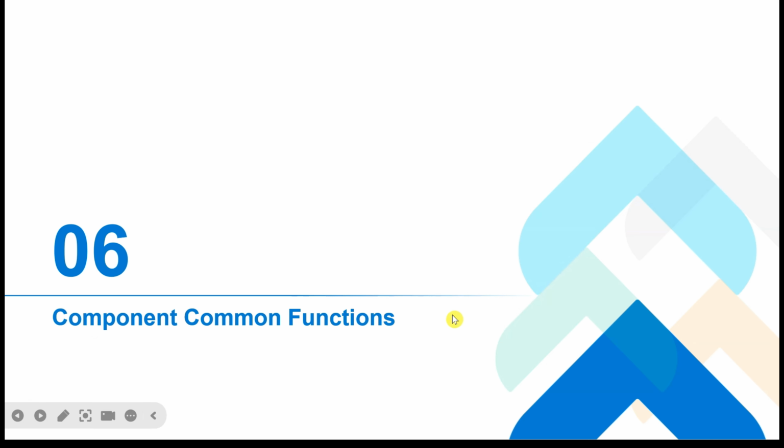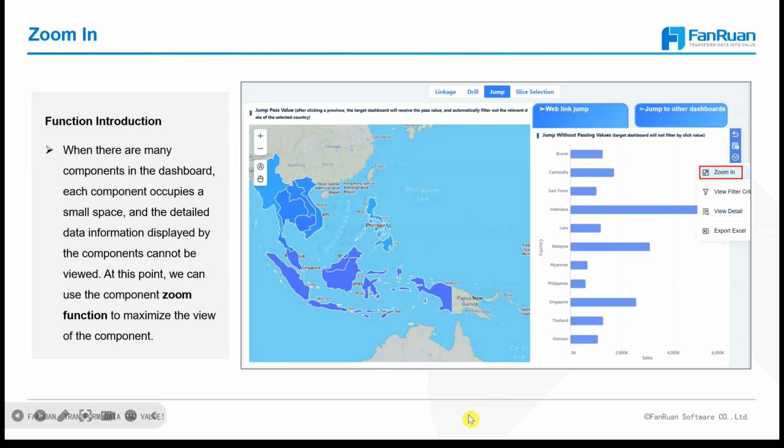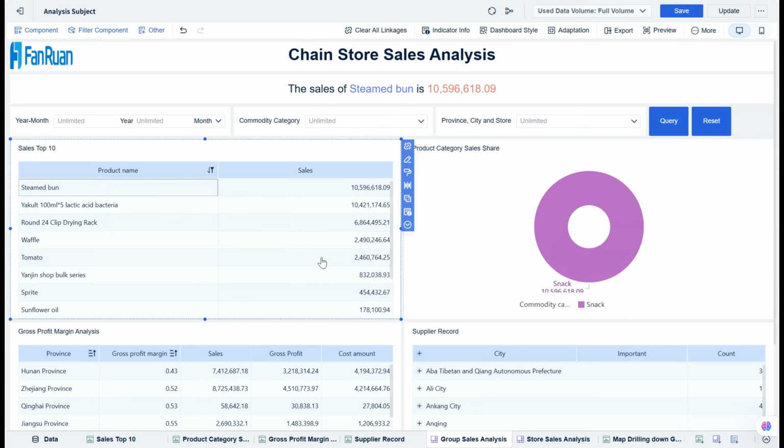In our final section, we'll cover the common functions of components. The first is zooming. When a dashboard contains many components, each one may appear quite small, making it difficult to view the details clearly. This is where the zoom feature proves particularly useful. Let's return to the BI demo platform.